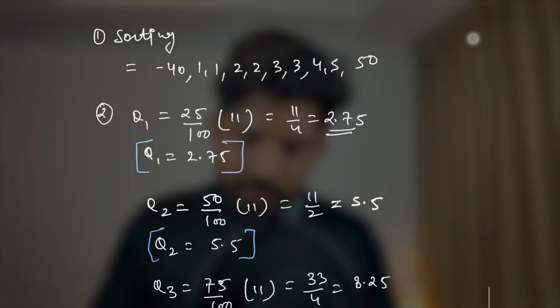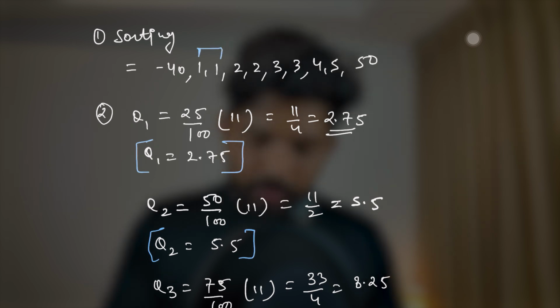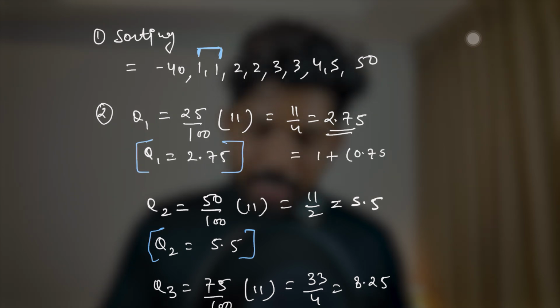So let's first find Q1. Q1 is 2.75, which means it is somewhere between these 2 and 3, right? Now, how can I write this? I can write 1 plus 0.75 multiplied by the distance, 1 minus 1, which is 0, which means we are left with 1 plus 0, which is 1, right?